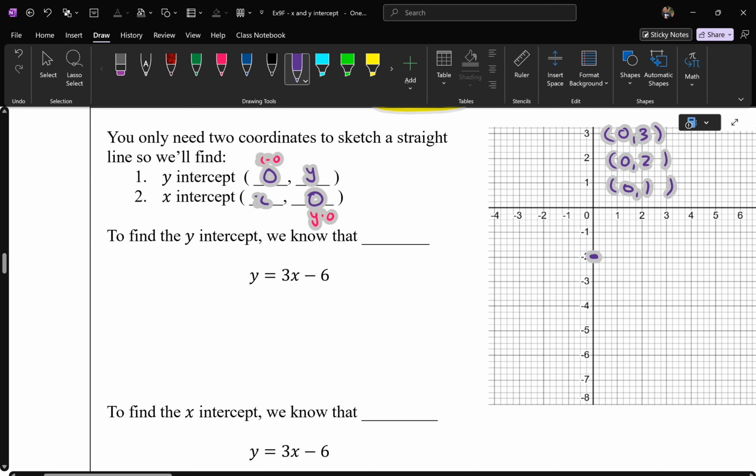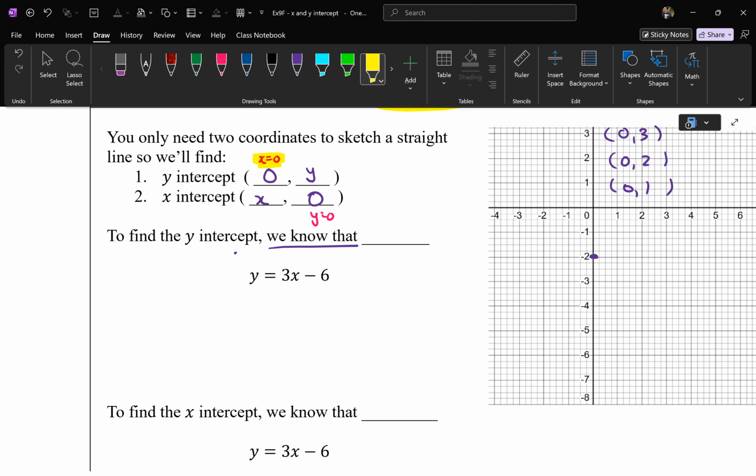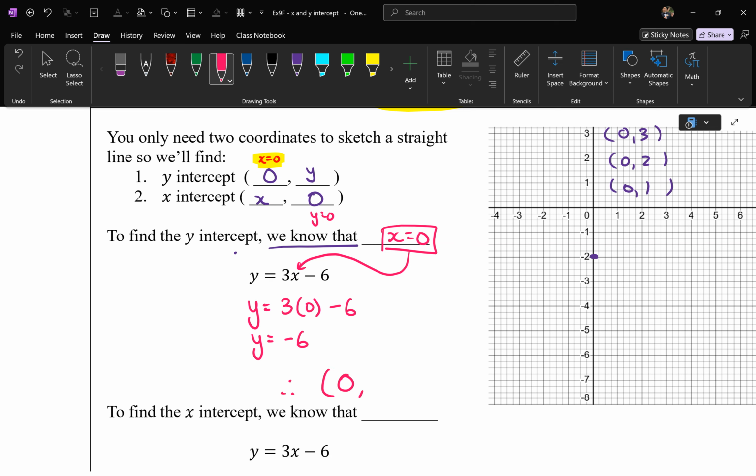So here, to find the y-intercept, what do we know? We know that x has to be 0. So write that in. x equals 0. So if that's true, let's sub it into the equation we have here. The equation was y equals 3 times x minus 6. Now in this case, x is 0, and that gives me 0 take away 6, which is negative 6. So what does that mean? That means that when x is 0, the y is equal to negative 6.